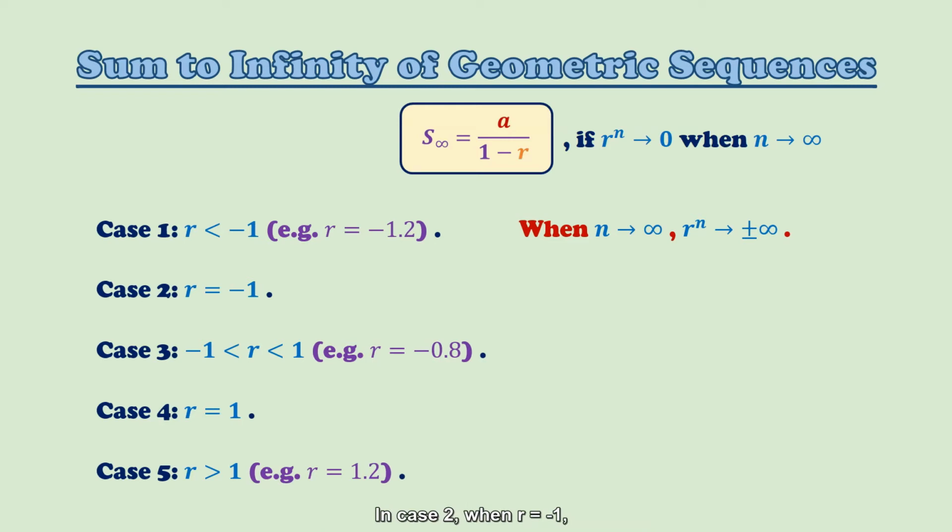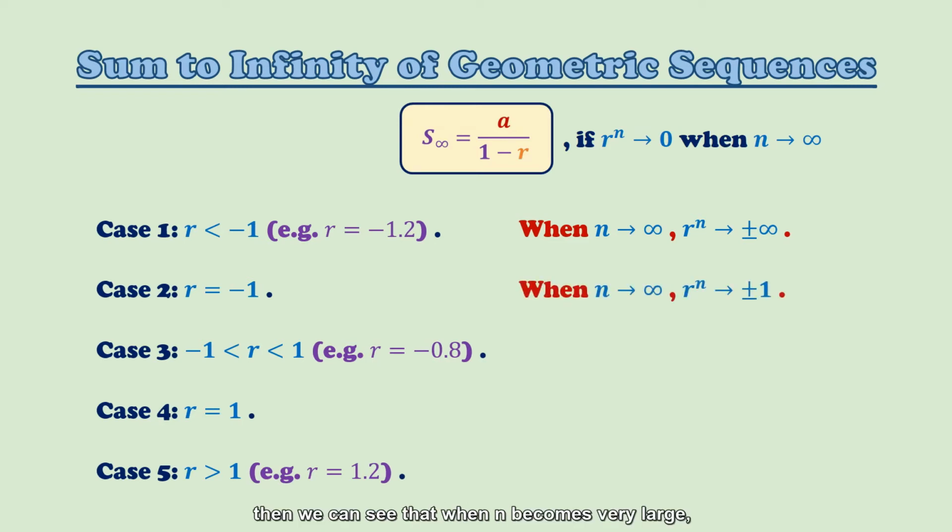In case 2, when r is equal to -1, then we can see that when n becomes very large, actually the value of r to the power n can only be positive or negative 1. And again, whether r to the power n is equal to positive 1 or negative 1 depends on whether the value of n is even or odd.